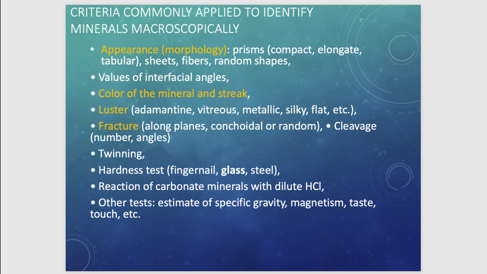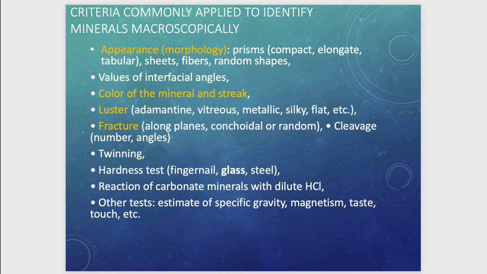But what doesn't really change is the streak color, which is quite commonly a mark that is left on the ceramic plate. So if you remember, we looked at the different tools that we can use to recognize minerals, and the streak plate is a ceramic plate that is quite hard, and you can use it to evaluate the streak color. Okay, we'll see that in the lab later on.